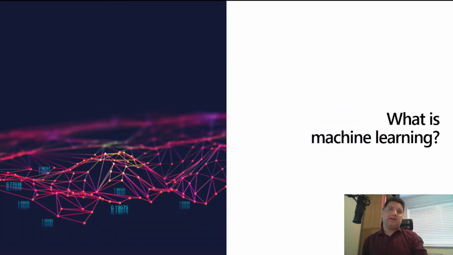Machine learning, or ML, is the study of computer algorithms that improve automatically through experience. The term machine learning is not new. In fact, it was coined in 1959 by Arthur Samuel, and it was defined as the ability of computers to learn through an iterative process without being explicitly programmed.